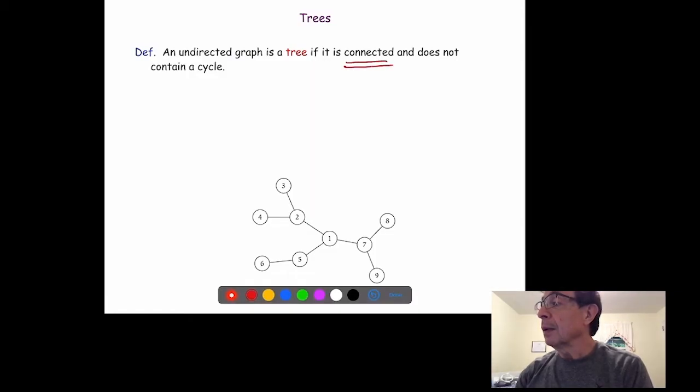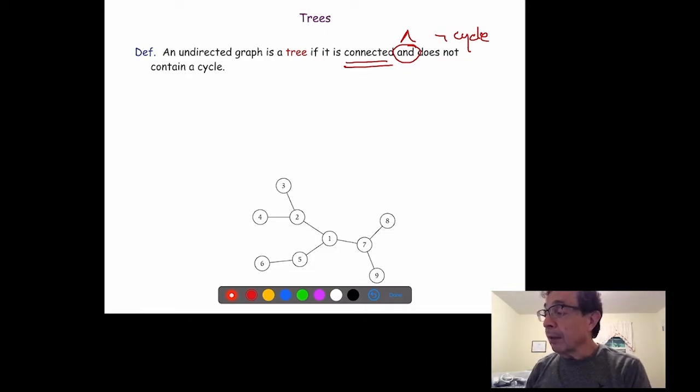Connected, notice the AND operator, no cycle. So connected and no cycle. Connected is already a universal property, meaning that it's a property that holds for all vertices. There is a path between any 2 vertices, and it does not have a cycle. Okay, so that is a tree.